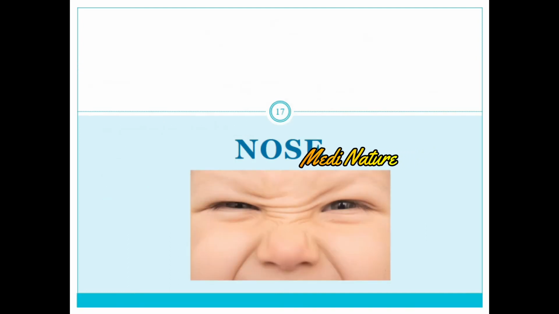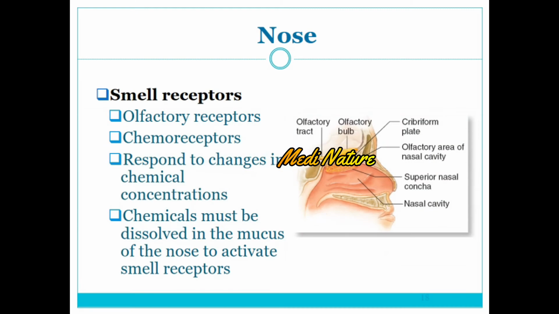First we are going to talk about the nose. Nose has smell receptors. They are called olfactory receptors. They are a type of chemoreceptors. That is because they respond to changes in the chemical concentration of the solutions inside the nose. So these chemicals must be dissolved in the mucus of the nose in order to activate the smell receptors.